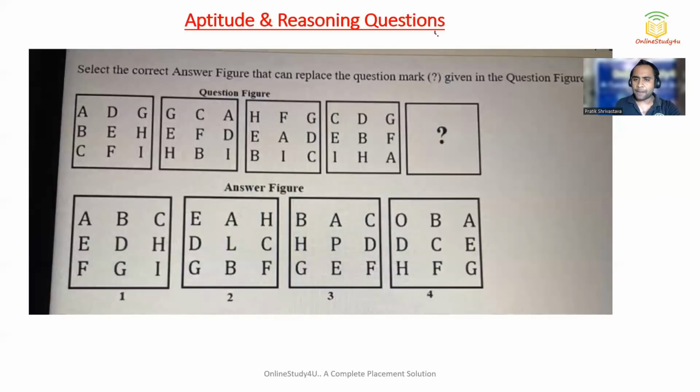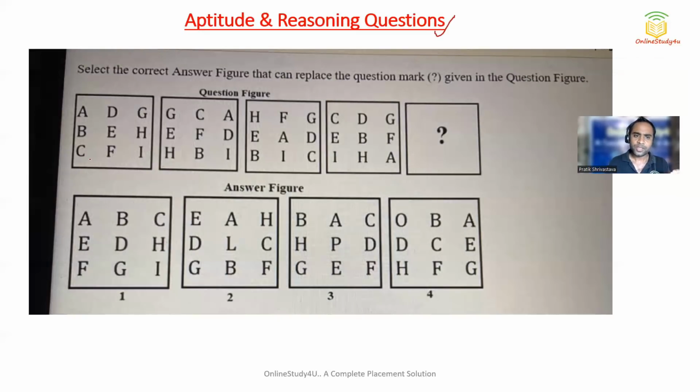Now, in aptitude and reasoning, as I mentioned, you'll have figures and factuals. This is one question from figures and factuals, and this is a question from reasoning. Select the correct answer figure that can replace the question mark given in the question figure. Here, many students will be thinking about how the letters are getting shifted, A, B, C, D, E, F, G, H, I. Then A is here, B is here, C is here. Many students will start thinking about how this A, B, C, D shifting is happening, and that is where you waste your time.